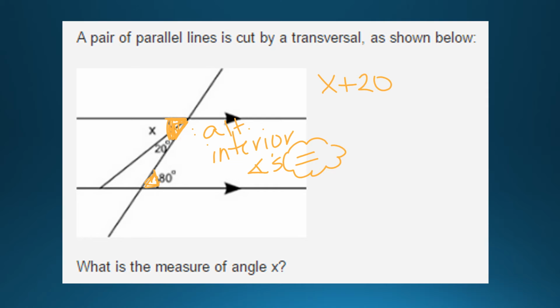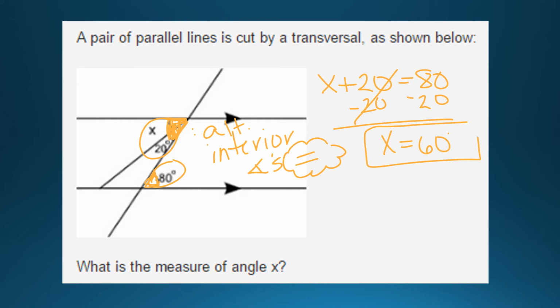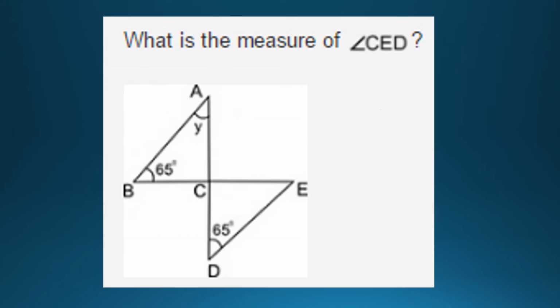And remember, alternate interior angles are always equal. So that means that I should be able to take whatever this is, x plus 20, and it should be equal to 80. So if I solve that, I subtract 20. That tells me right away that x has to be 60 degrees. So that's your measurement of x.